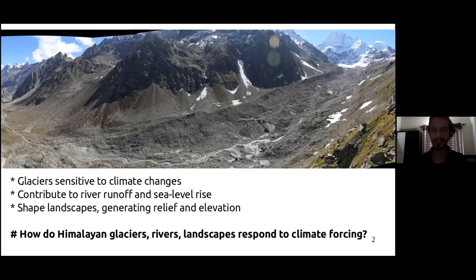And then in the third part of the talk, I'll discuss something that is related to the transport of the debris cover. Basically, we use some measurement of the flux of supraglacial debris to find out what the erosion rate is in the high Himalaya. And then we found something interesting about the Himalayan landscape. Okay, so I'll discuss that. So these are the three parts.